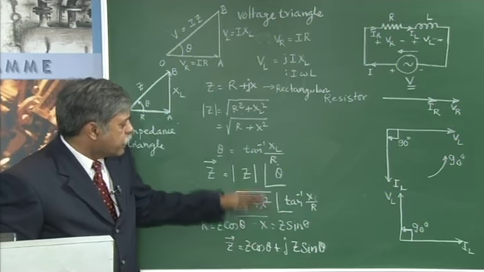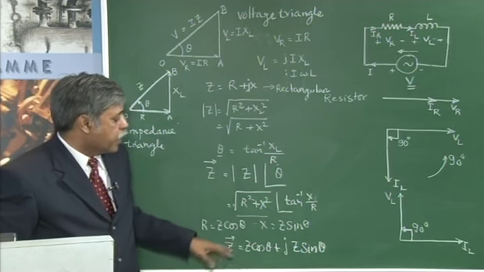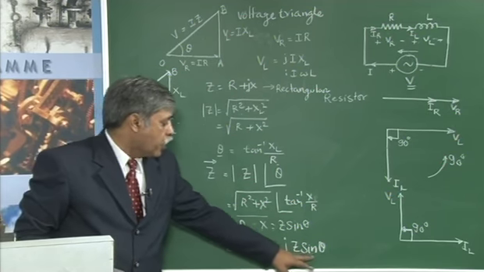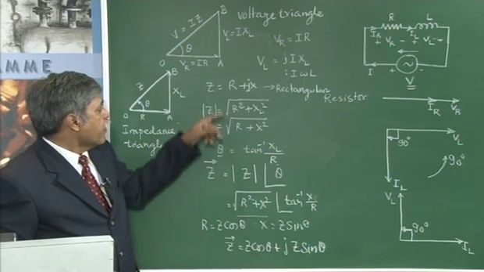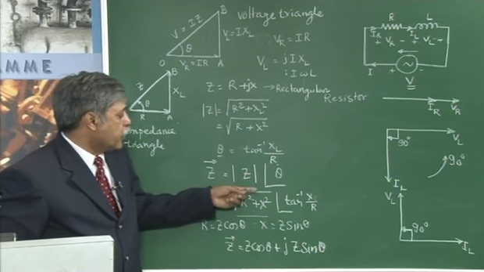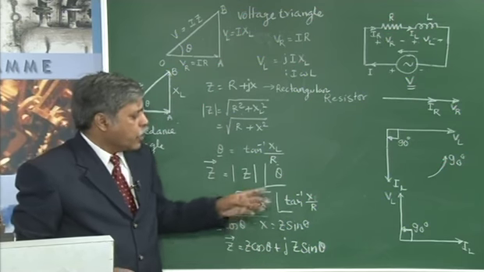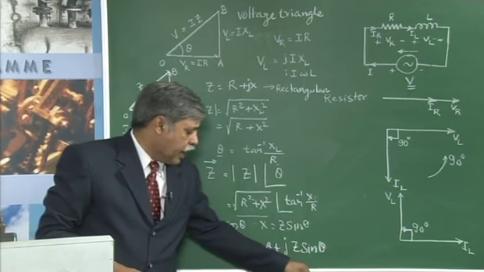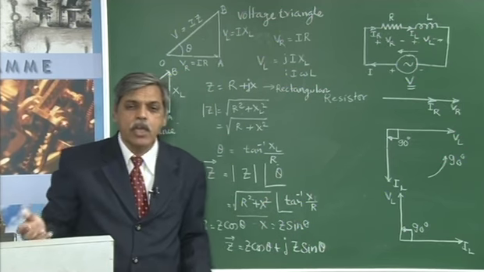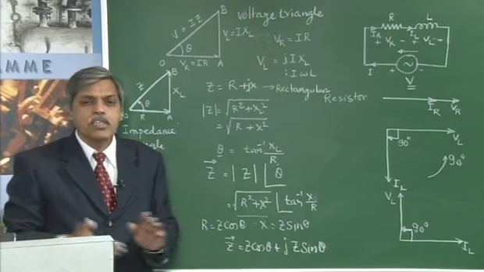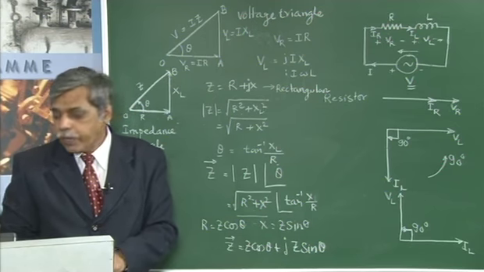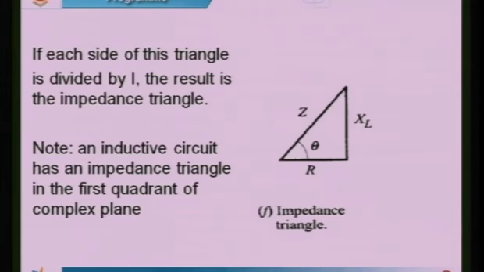Okay. So, given the polar form, I can convert the impedance into rectangular form like this, or given the rectangular form, I can convert into polar form. Okay. We can also use calculators. The scientific calculators are very easy to operate and they give us very easy conversion techniques. Okay. So, this tells about the impedance triangle.